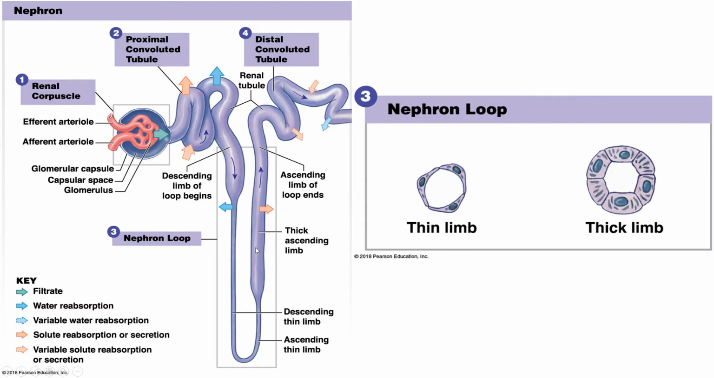And mainly the ascending limb is going to be thick and is going to be made up of a cuboidal epithelium. You do have a specific region of the ascending limb that is going to be a thin tubule, which is again going to be a simple squamous epithelium.